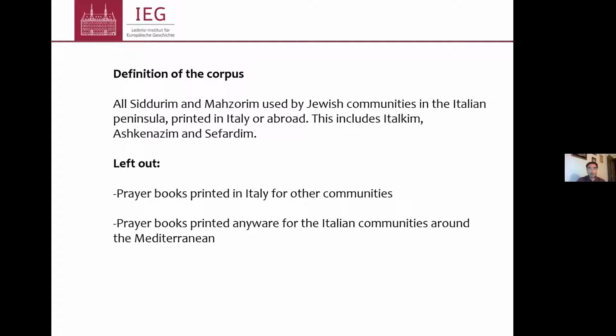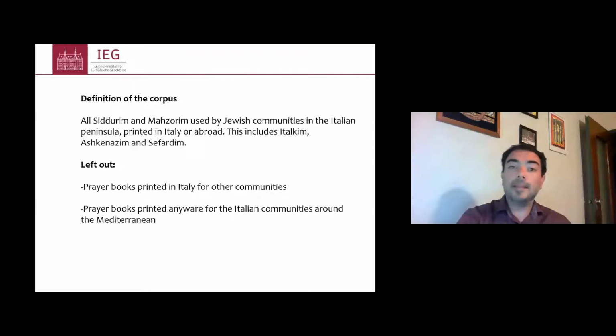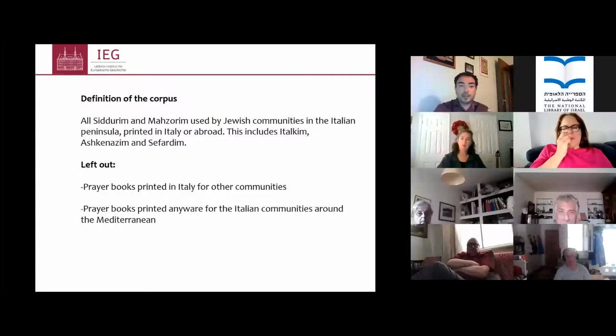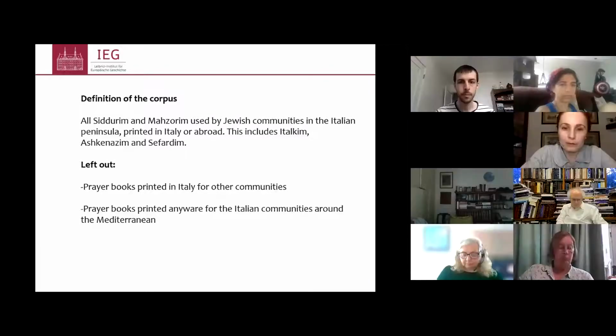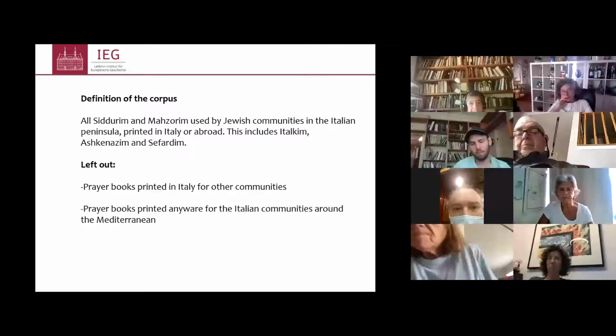My corpus, however, will be limited to the prayer books used by Jews residing in the Italian peninsula. This includes all the three groups of Italians, Sephardim and Ashkenazim, so not only the Italkim, but leaves out intentionally all the aforementioned Italian communities in the Mediterranean. This choice is first of all dictated by the necessity of keeping a manageable corpus in terms of dimension. And the second reason, equally important, is that including these Mediterranean communities would vastly complicate the analysis in terms of variety and number of the different socio-political environments I would have to consider.